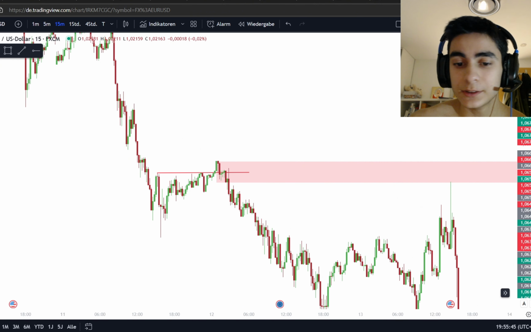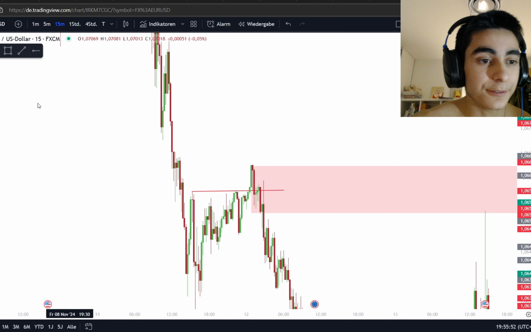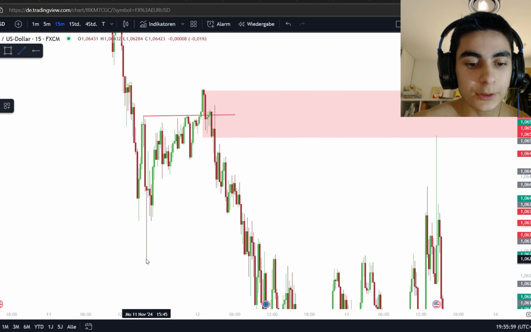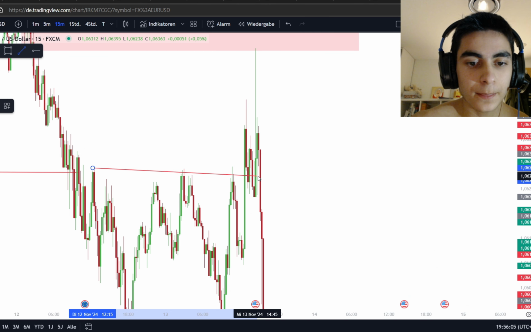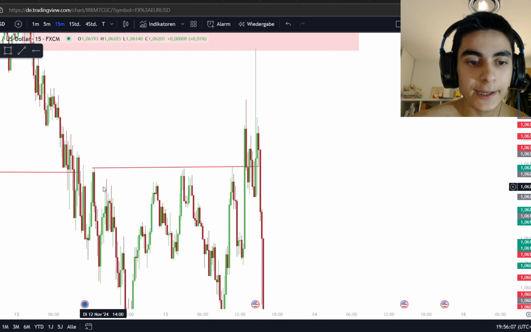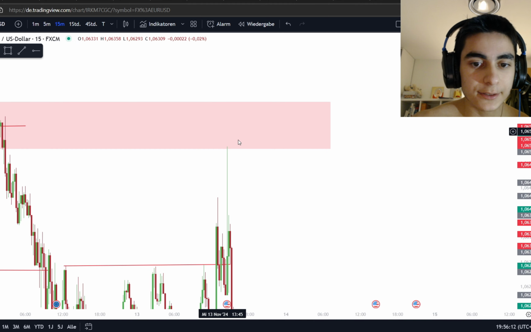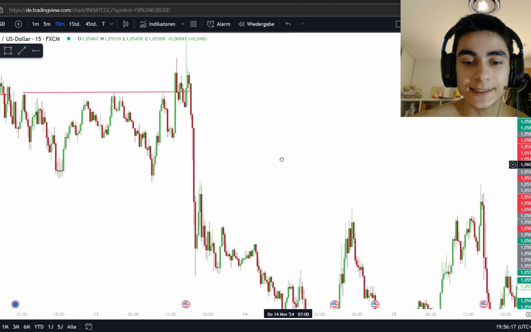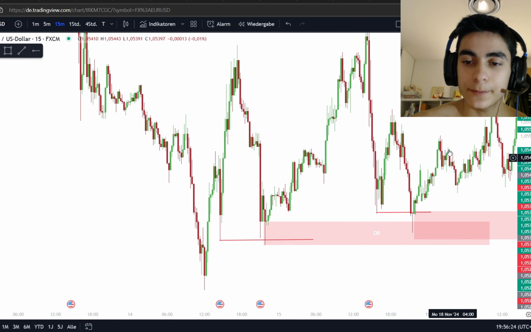Another one. Just the next day, price formed 1, 2, 3, 4 tops, swept the liquidity, broke the structure. What happened right here? Same thing again. 1, 2, 3 top. Price came back into this order block and showed us a really strong reaction to the downside again.